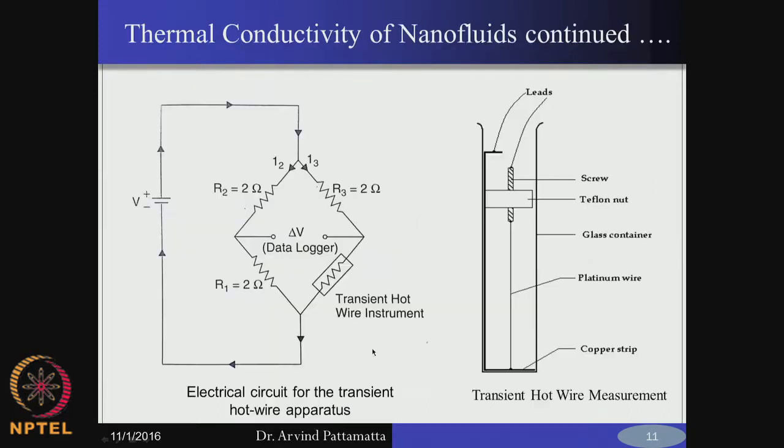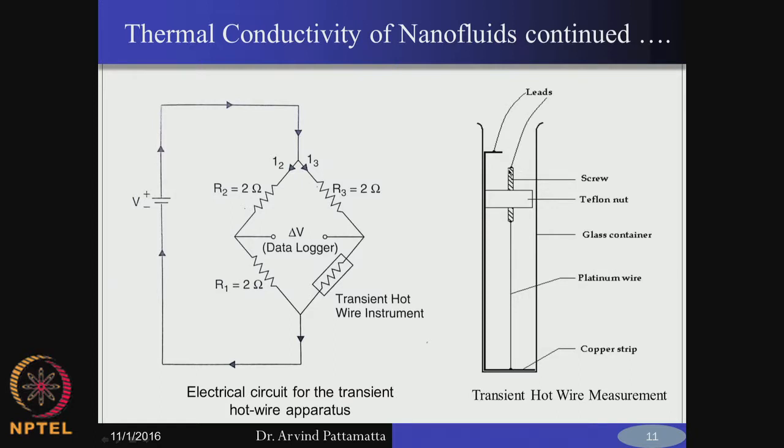So I will just show you the measurement here. You have a container which is filled with the fluid whose thermal conductivity you have to measure, and in the center of this container you have a platinum wire. You suspend a long platinum wire, very thin. So, the diameter is very small and the length is substantially large, through which you pass a current. So, this will be a local heat source, right.